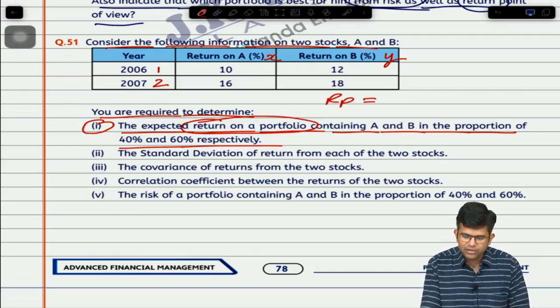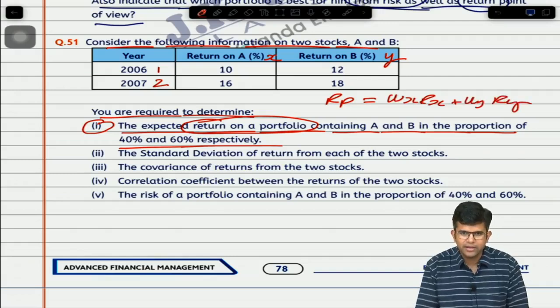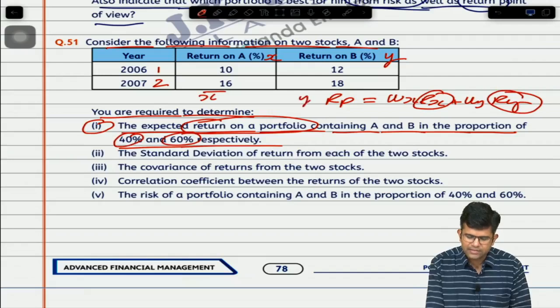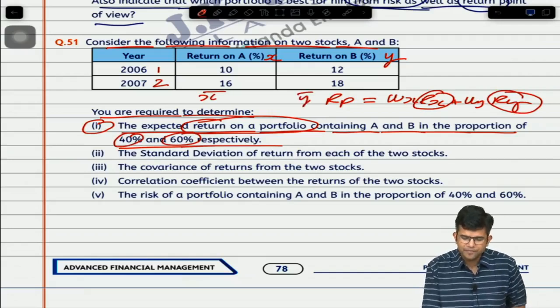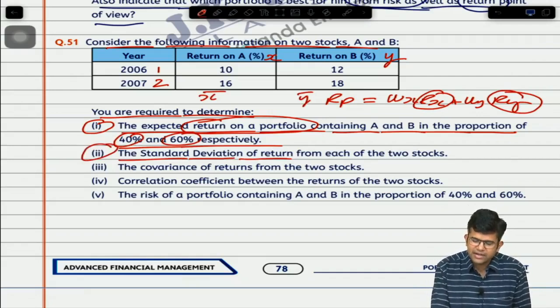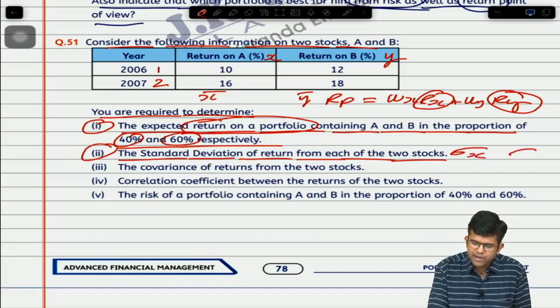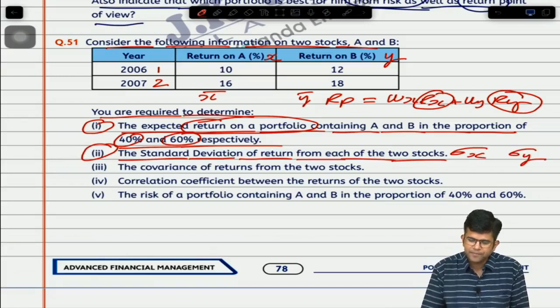Now RP, do you realize, will be WXRX plus WYRY. Do you agree? WXRX plus WYRY. WX, WY is available. From where will you get Rx and Ry? I hope you realize X bar and Y bar. Everyone clear, no? X bar and Y bar will be Rx and Ry. Point number 2. They are asking you what is the standard deviation from each of the two stocks. So they are asking you sigma X and sigma Y. Everybody clear?